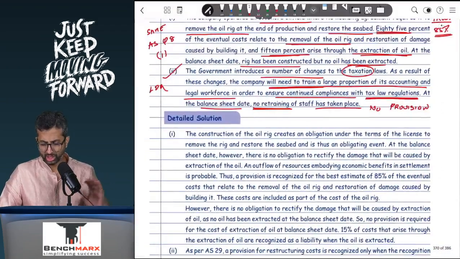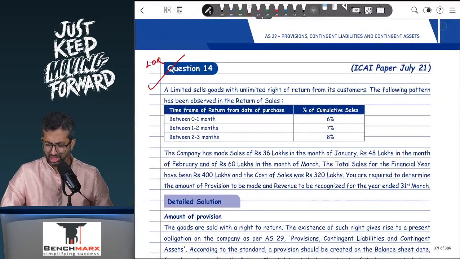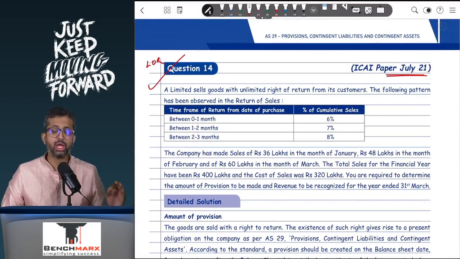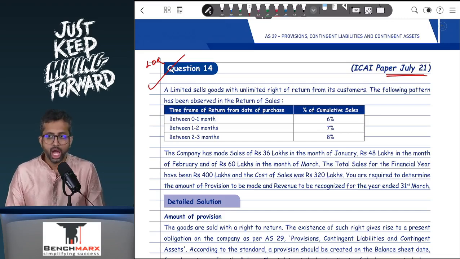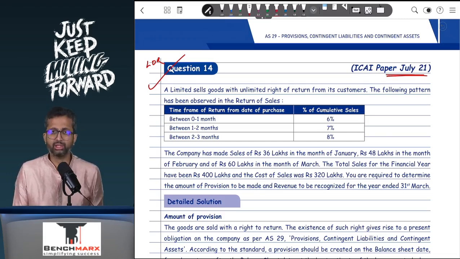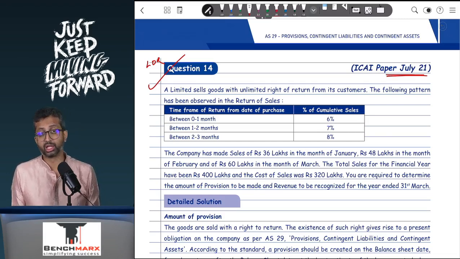Now we go to question number 14, the last question. Now this is a little tricky to come in the main exams. Now over here, this is the only case where you don't have a warranty. There is an unlimited right to return. Now when you sell the goods, usually you record sales as per AS9. However, if there's a right of return, then the customer may return the goods later, and hence you will have to create a provision. But provision will be created for what?